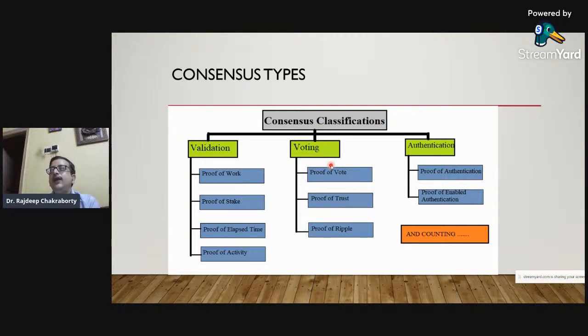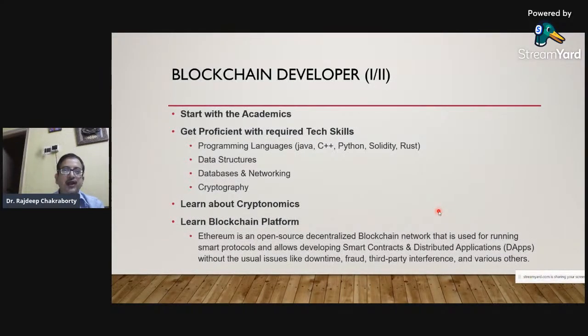Okay, then if 51% or 50% plus one nodes agree to your block, then this block will be added. Another thing is, suppose a leader is chosen in every time duration through voting, and he will only be allowed to add a block in the blockchain. So these are voting-based consensus mechanisms. And another is authentication. So you need to authenticate the block, okay, using some authentication algorithm.